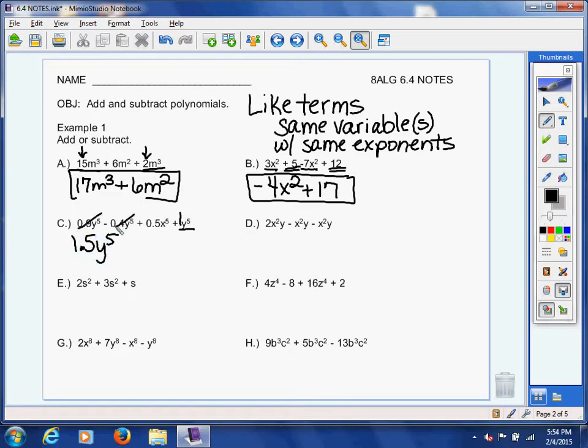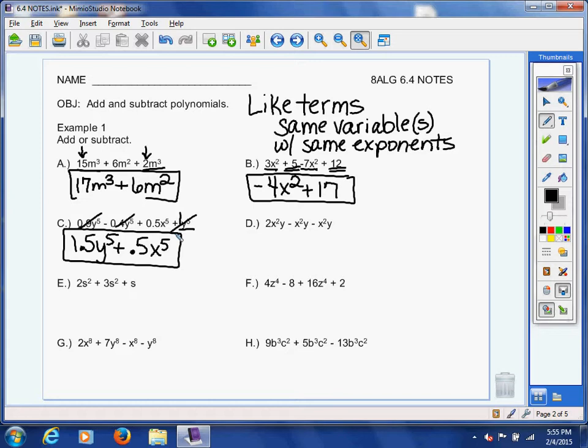So I've already dealt with all of these. And then I have that lone variable there that doesn't have anything to add to it. You know, x to the fifth is the only one there, so I just drop it down. And I'm done. I can't combine y to the fifth and x to the fifth because they're not like terms. They're not the same variable. So I can't do that. All right? So that becomes my answer.